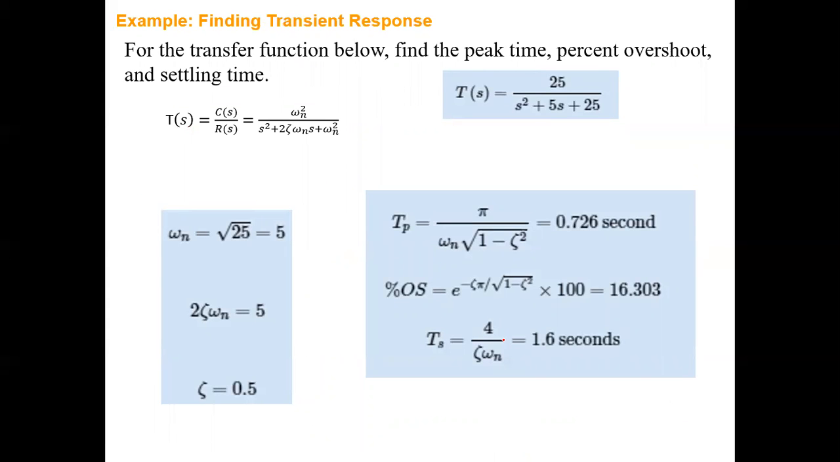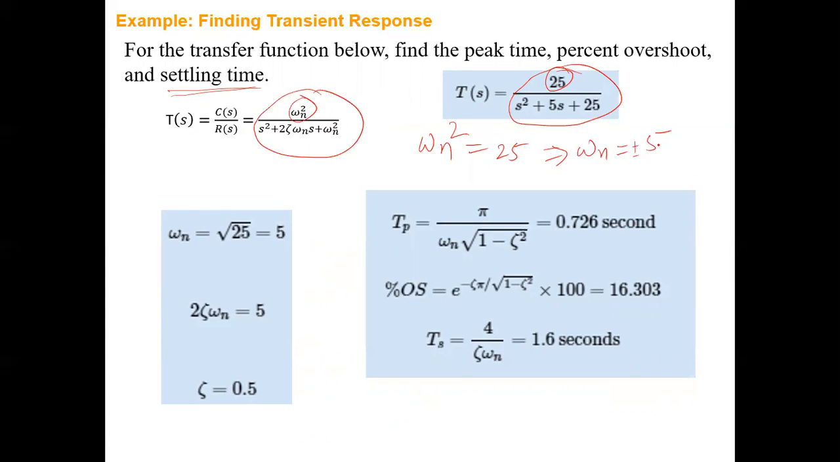Now let's do one problem, then I'm done with this chapter. For the transfer function below, find the peak time, percentage overshoot, and settling time. This is my equation, a second order equation. But what do you have here in your case? You have this here. So how do you compare these? First of all, let's find omega n. Omega n squared equals 25. So what is your omega n? Omega n is 5. You don't have to write plus minus because frequency is a number, the number of cycles per second. So you simply write 5 hertz. That's your omega n. Done.